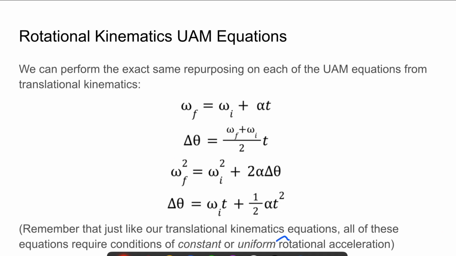And obviously now this time we're thinking about our rotational acceleration being constant and uniform through time. But you'll notice that all four of our equations look the exact same as our UAM equations we talked about in Unit 1. Just now we've replaced our translational variables with our rotational variables.